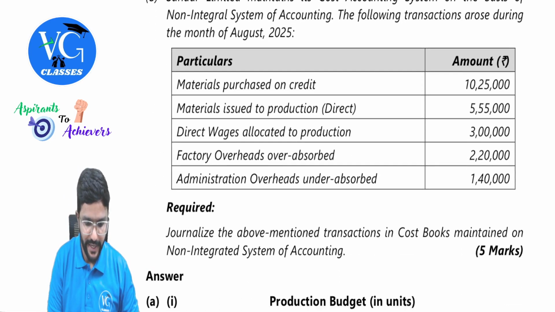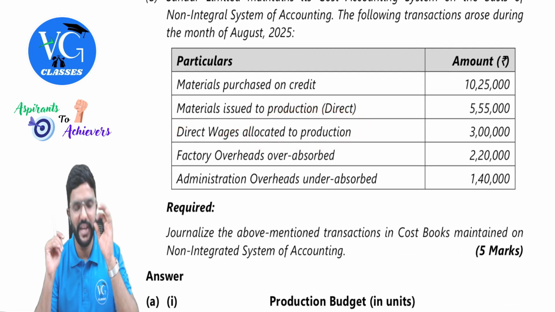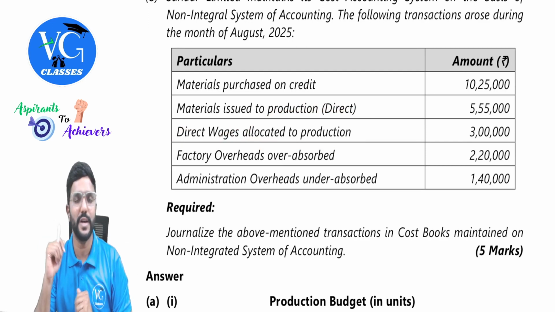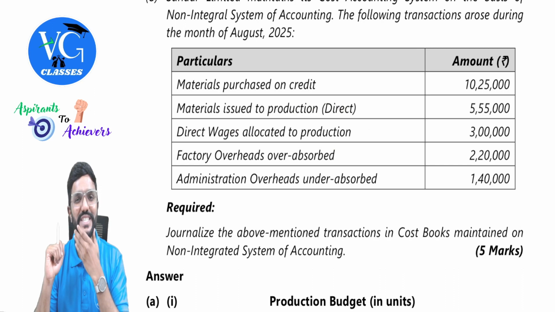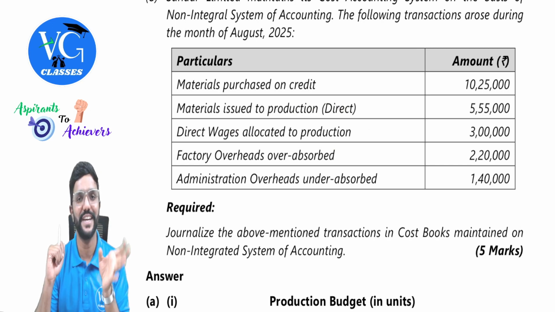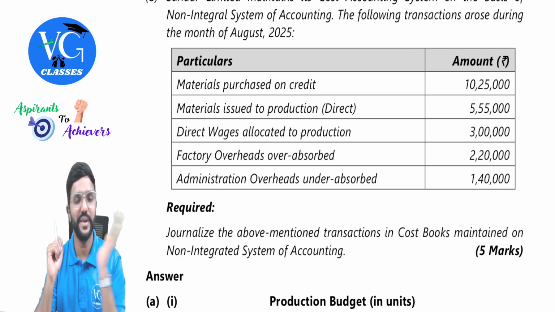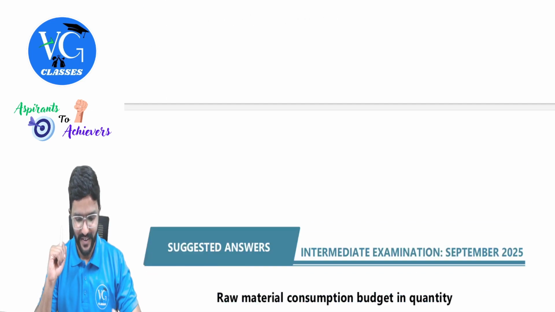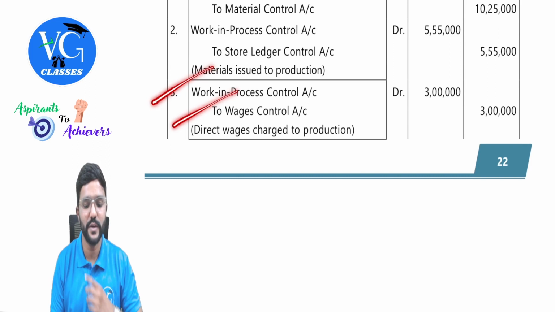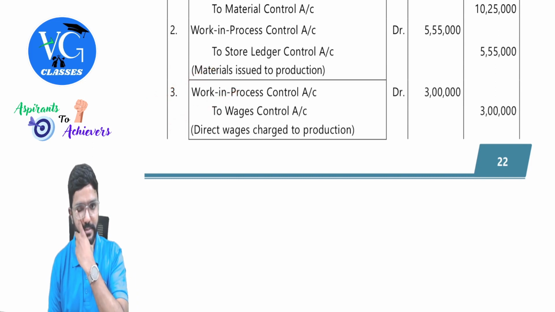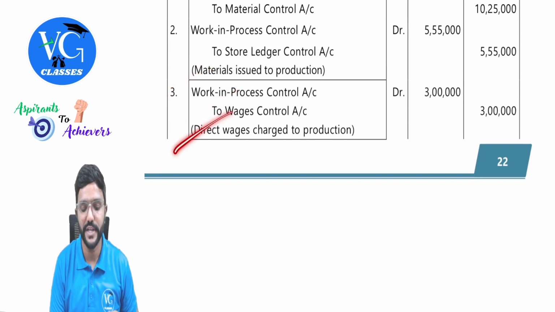Next, direct wages allocated to production. Guys, when wages is incurred, the entry is wages control to cost ledger. But here it is allocated to production. So who is receiving it? WIP control. Who is giving it? The wages control. So WIP control to wages control, guys. Very simple. Being direct wages charged to production.